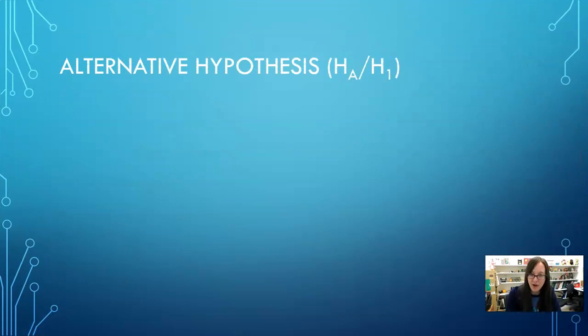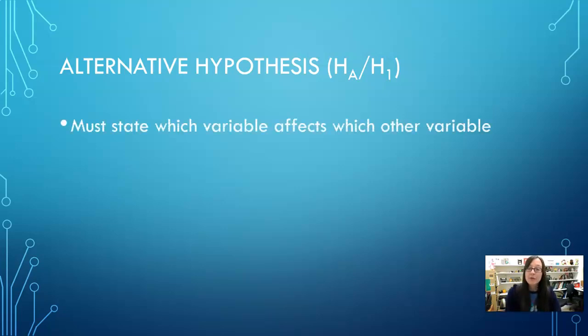So then the alternative hypothesis is kind of our real hypothesis, the one we really want to focus on. This is designated as H with subscript A if you only have one. But if you have multiple alternative hypotheses, then it would be H subscript 1, 2, 3, 4, 5, however many you have. But if you just have the one, then you would use H subscript A. This is the one where we state that this variable is going to affect this other variable.